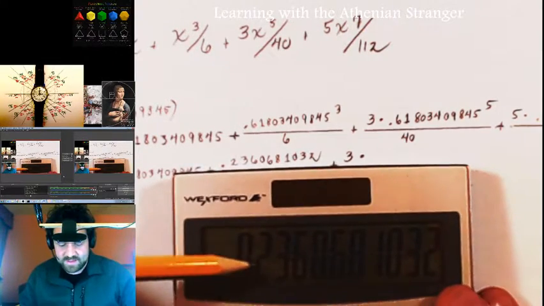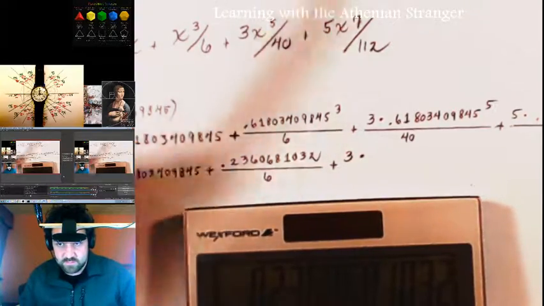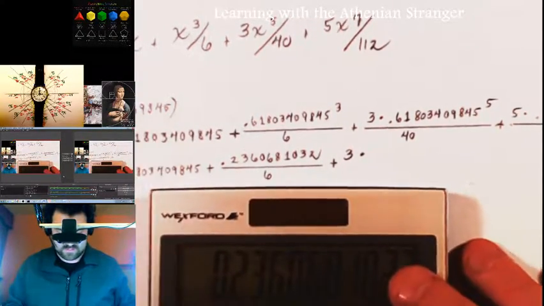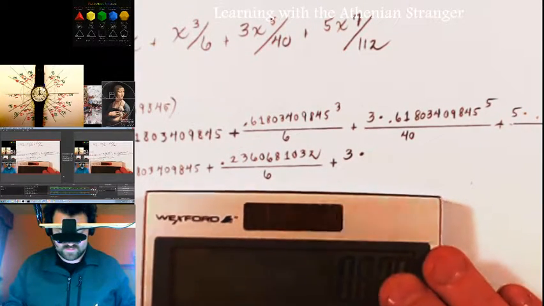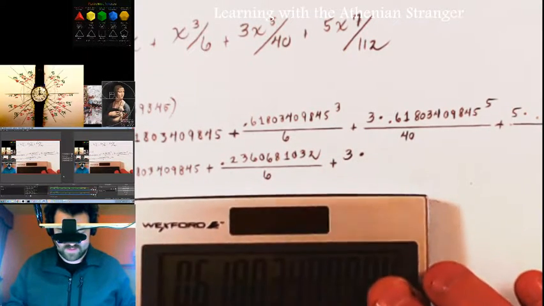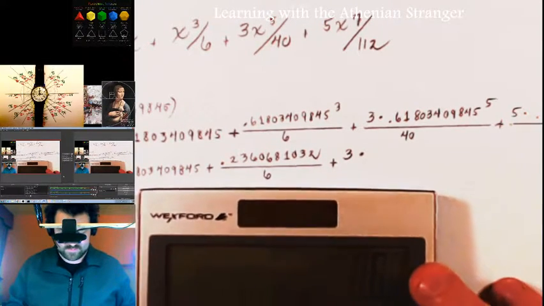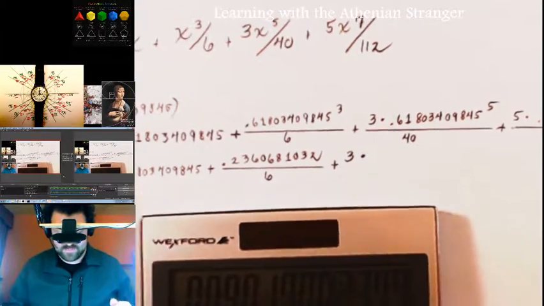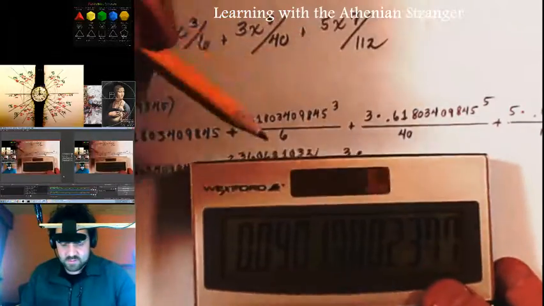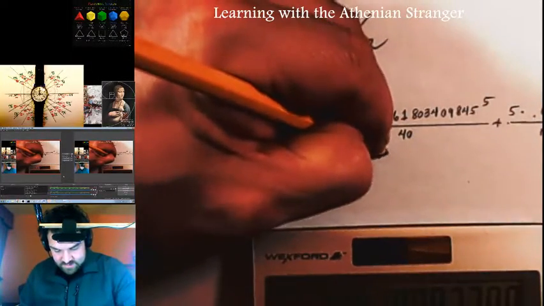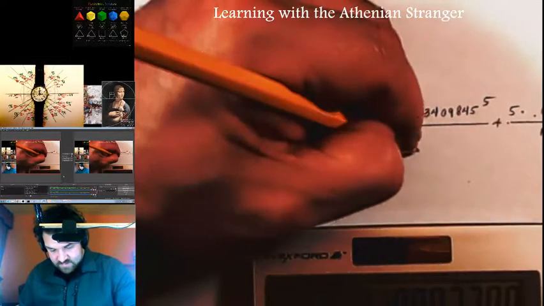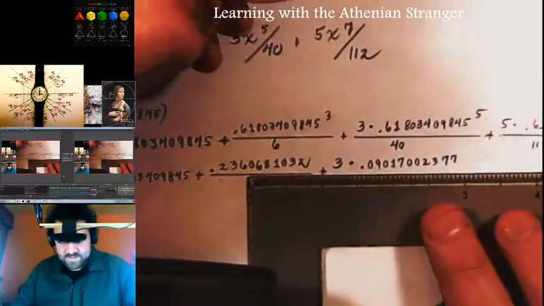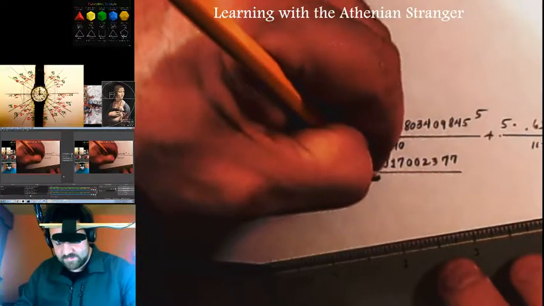All right, so we can actually help ourselves. I got to the third power right here. Remember, this was this whole crazy number cubed. Well, if I just multiply it by itself 2 more times, I'll have it to the 5th. So this saves you some time. So you just go times 0.61803409845 times 0.61803409845. And ladies and gentlemen, that gives me this number raised to the 5th. Okay? So let's write it out. 0.09017002377. Okay, fair enough. Now that's going to be divided by 40 after I multiply it by 3. But we haven't done that yet, right?